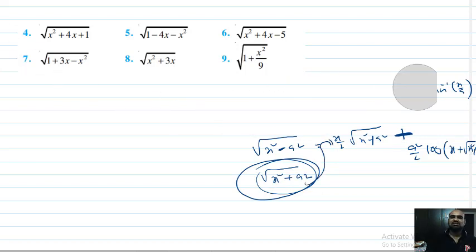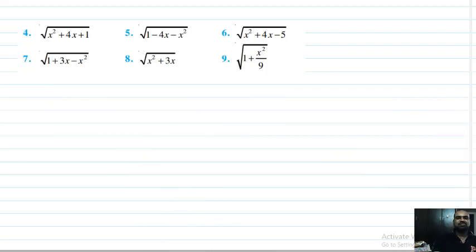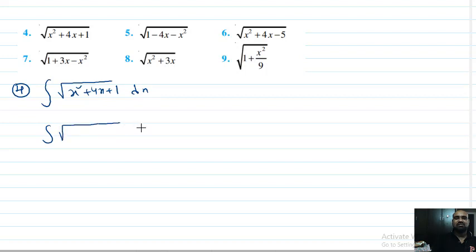So based on this I want to complete the problems, students. Today's first problem is the fourth problem, integral of root over x square plus 4x plus 1 dx. This can be written as root over x square plus 2 into x into 2. Since a square plus 2ab plus b square means 4, you want 4 not there, so 4 added, 4 subtracted. What happened to this? x plus 2 whole square minus 3.